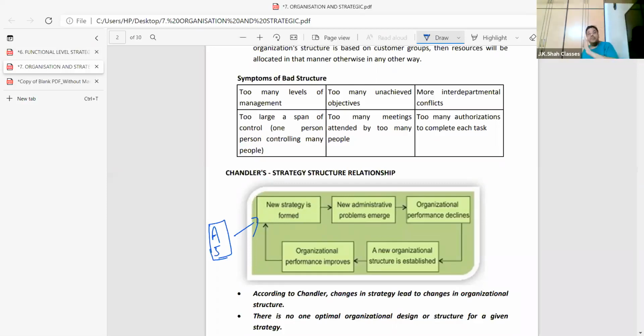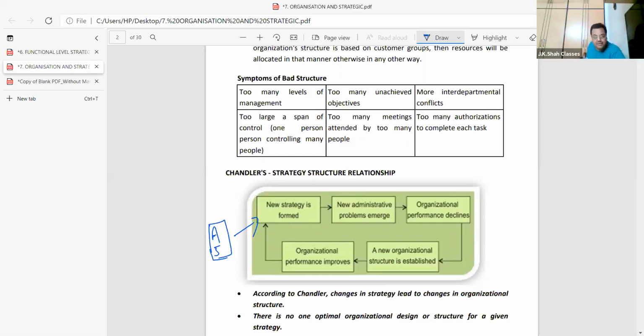Administrative problems emerge. Then organizational performance declines, meaning neither the Bombay branch nor Bangalore will perform properly. And sir had gone somewhere out, and he realizes in Hyderabad there are many students doing CA. He starts a branch in Hyderabad also. Sir, where are the teachers?